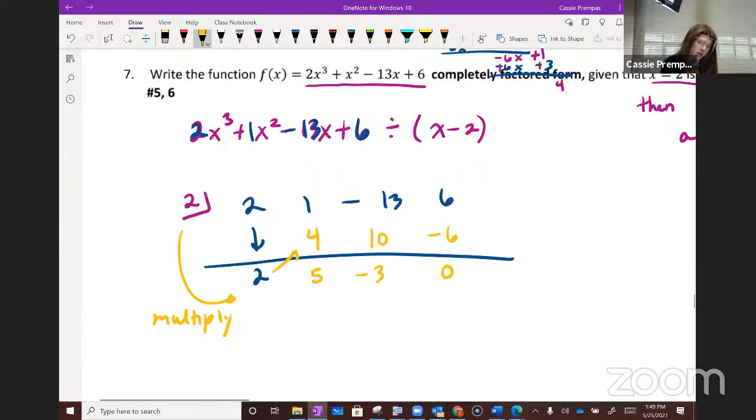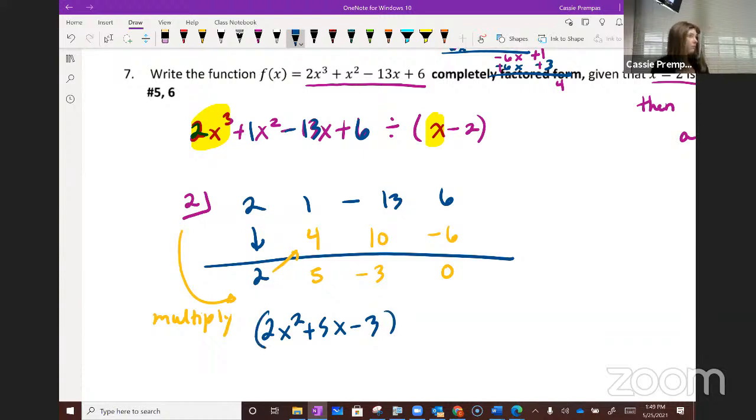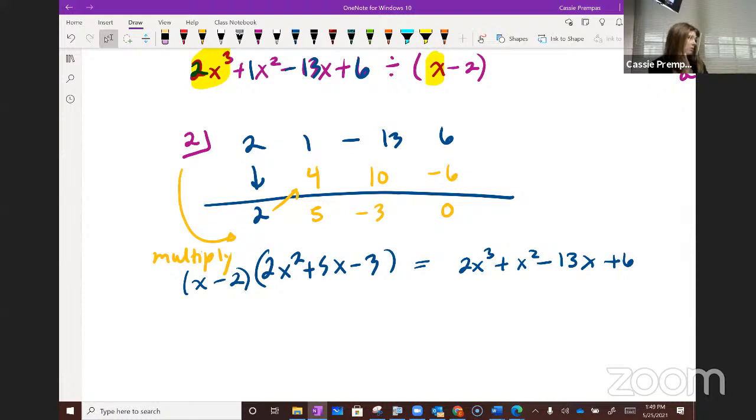Now, do you remember what these numbers are if I took 2x cubed and divided it by x? Wouldn't that be 2x squared? Good. So that means this is going to be 2x squared plus 5x minus 3. That's another factor of this polynomial. So I could right now say that x minus 2 times this is equal to 2x cubed plus x squared minus 13x plus 6. Did I fully factor the function? No, what do I got to do with this guy?